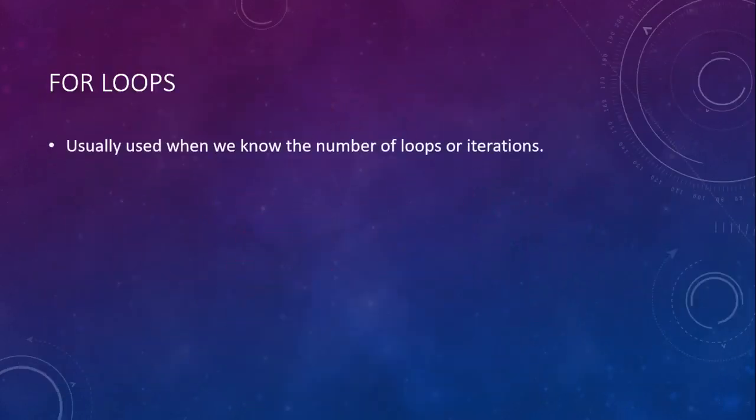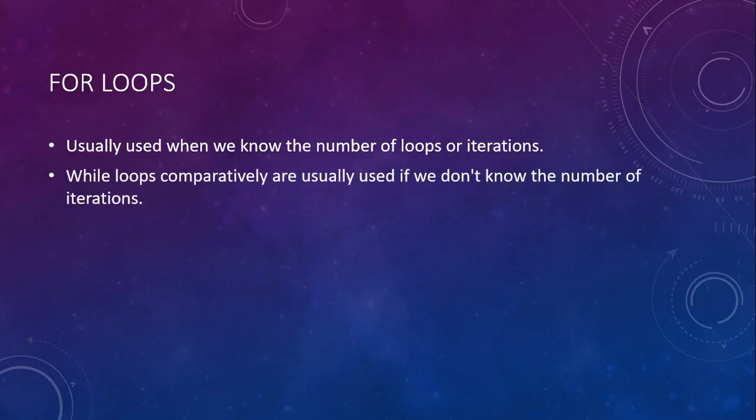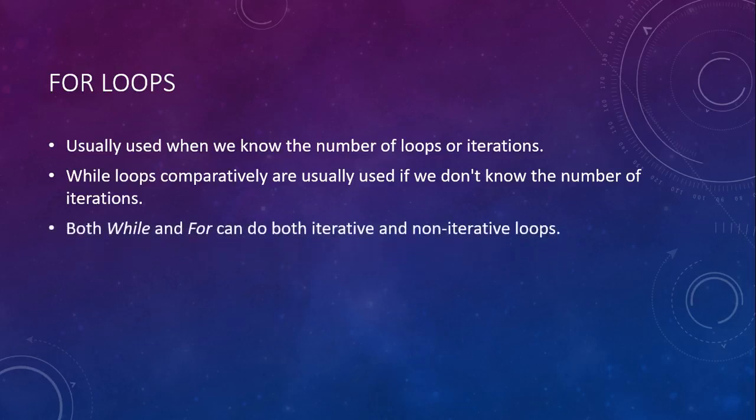So when we start talking about for loops, these are typically used when you know the number of loop iterations. However, this is not always true. While loops comparatively are used if we don't know the number of iterations because we can just set it to a value. However, that's not set in stone. All right, if you don't know the number of iterations, you could use a for loop.